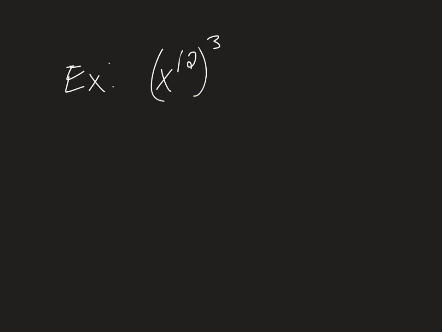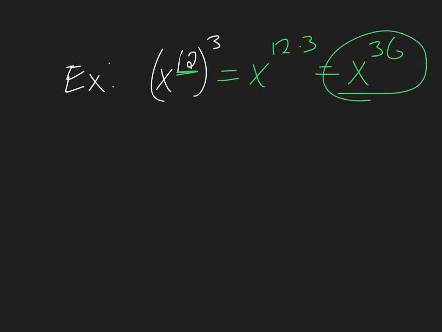So let's take a look at another example here. In this case, I'm going to just use the shortcut. I don't really want to write out 12 x's. So I'm going to say this is x to the power of 12 times 3, which means that this is the same thing as x to the 36th power. And that's how I would use my shortcut. Instead of writing out 12 x's 3 times, I can just multiply and get to a simplified solution.